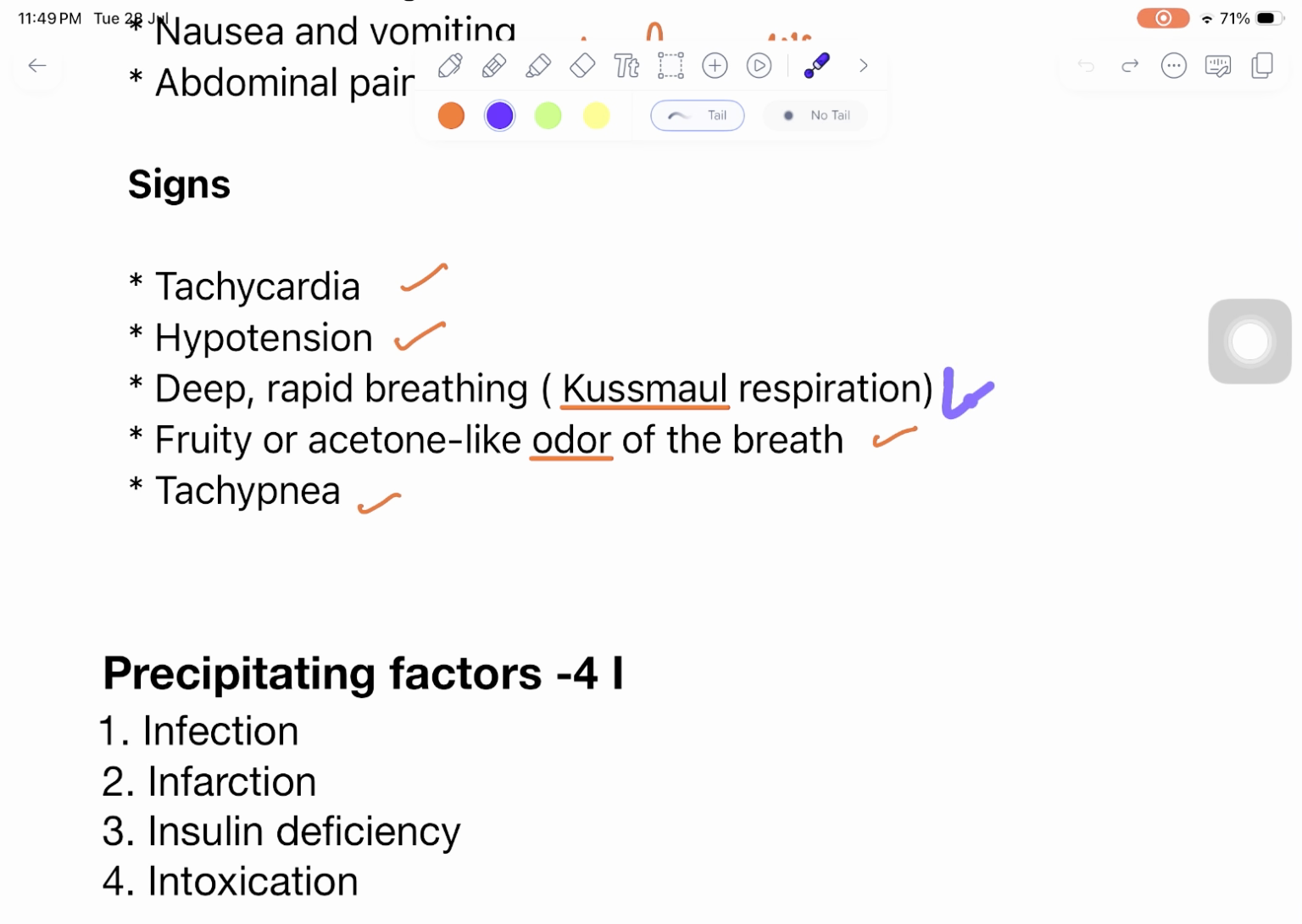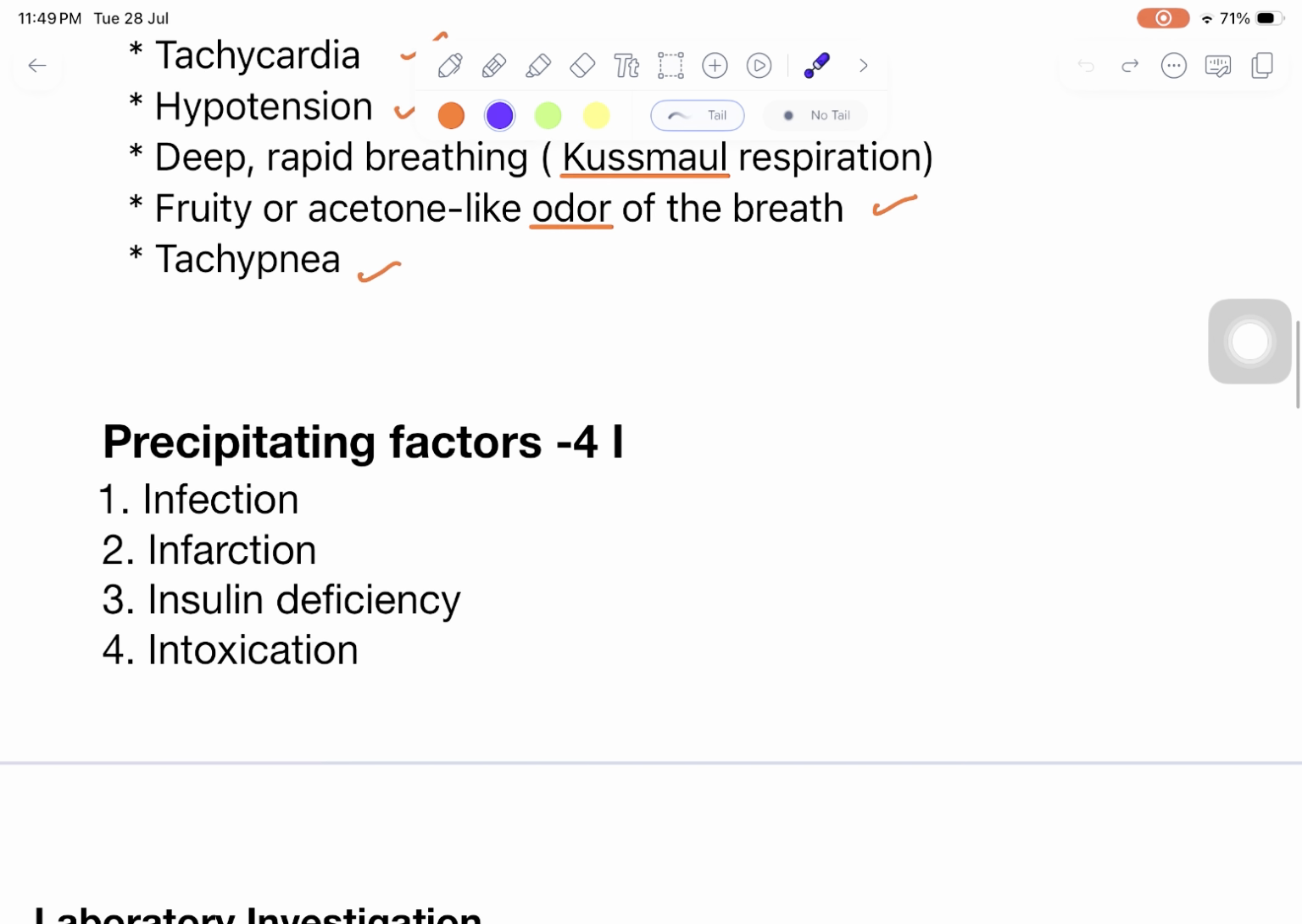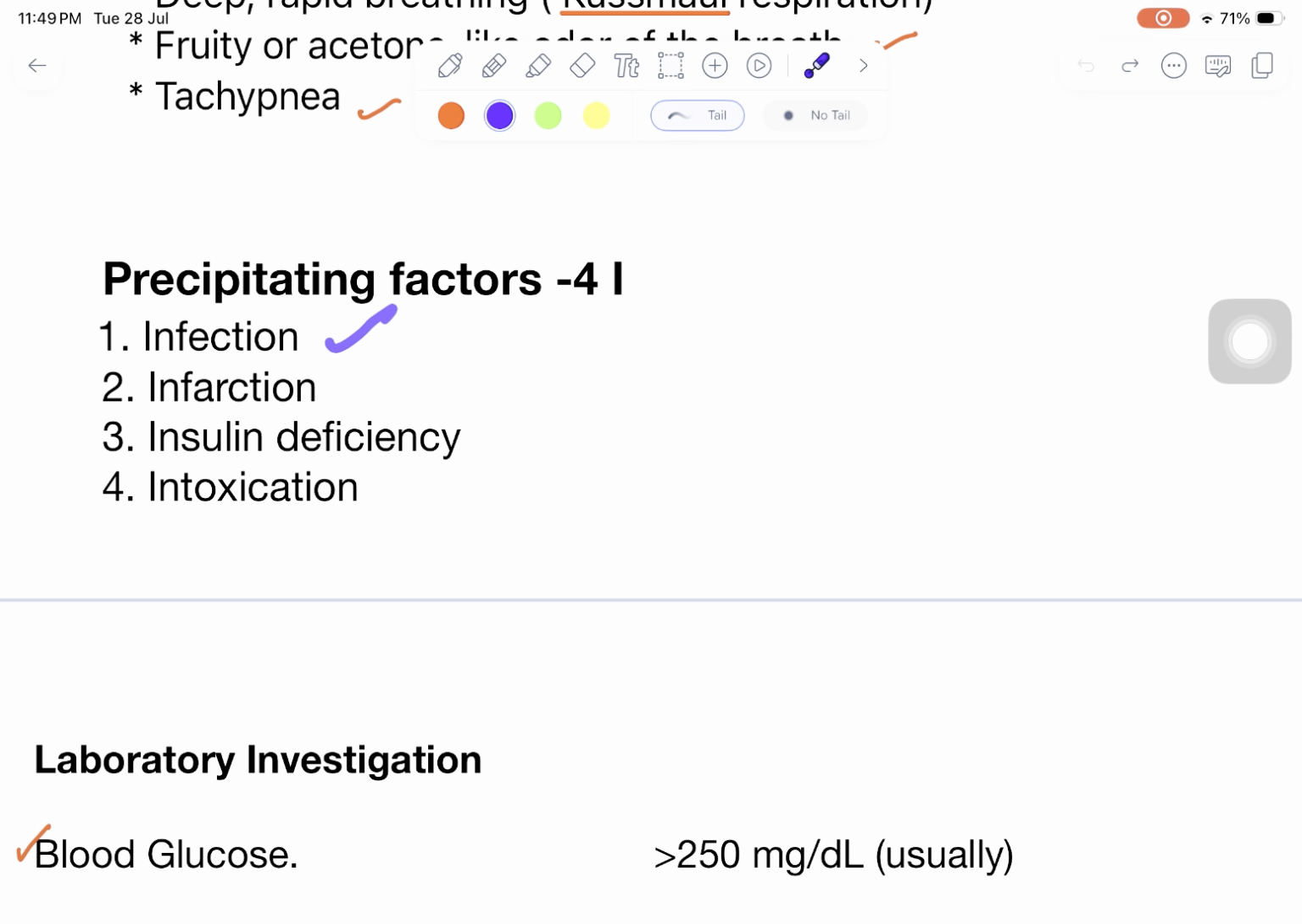Then there are signs. Patient presents with tachycardia, hypotension. Most important is Kussmaul's respiration, that is deep rapid breathing. Then there is a fruity odor, that is due to the acetone in the breath.